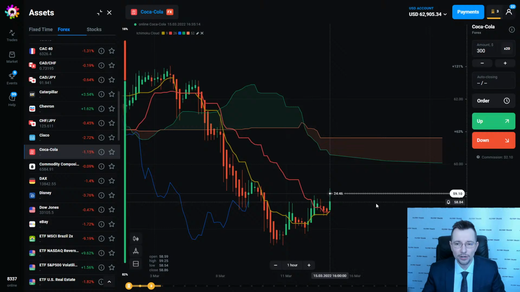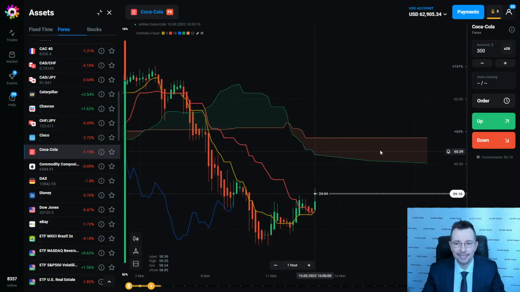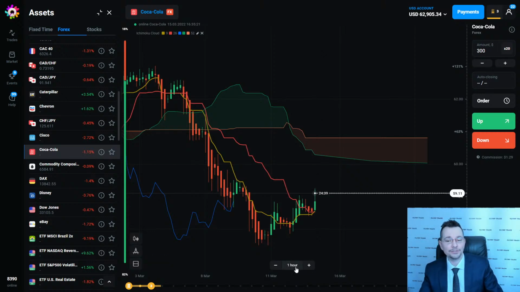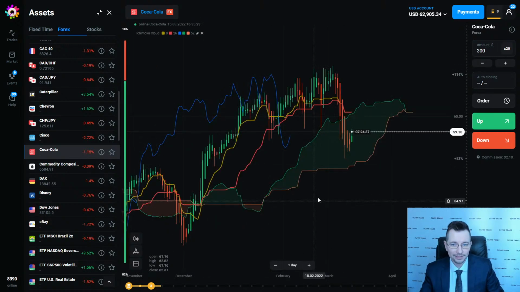Perfect. Have a look at this, guys. Our first reversal. Now, we are in a down channel, and this is getting bigger, but the open for Coca-Cola is becoming bullish. I want to have a look at the daily graph.